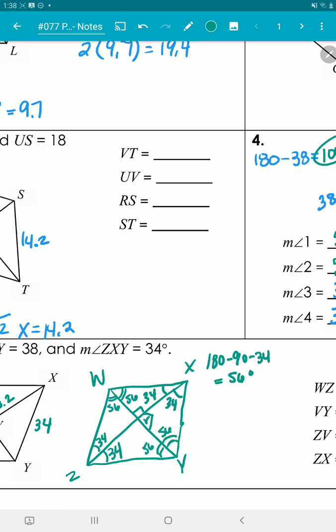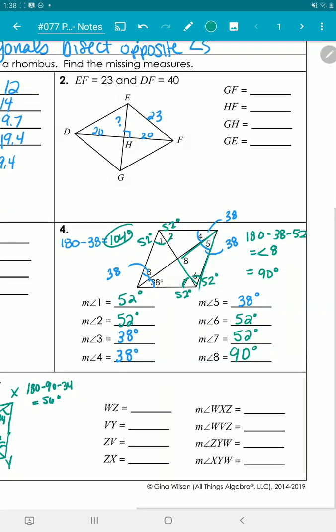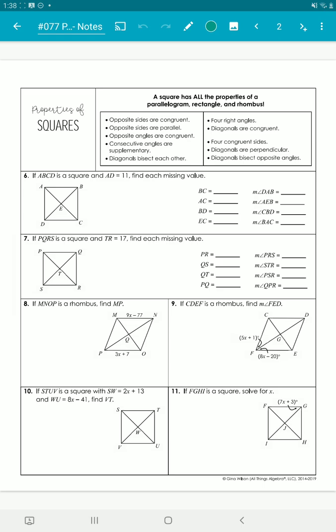Okay. And now you remember each of these are 90 on the inside. Those are really horrible corners. So go ahead and use that to fill in the blanks over here. And we'll go on to the second page. Okay. So now we're looking at squares. Way easier. Way, way, way easier.